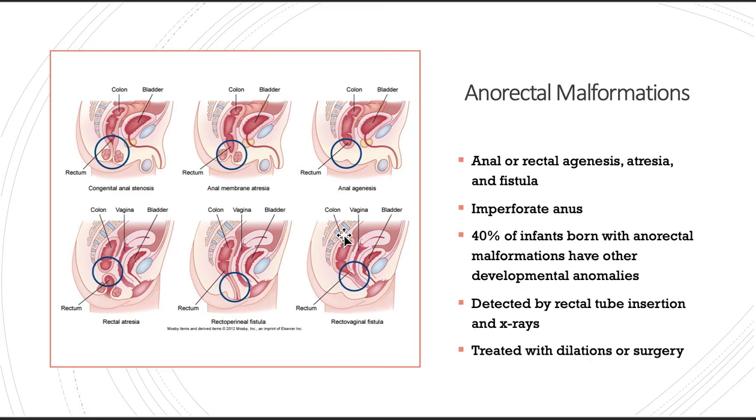All right, so anorectal malformations. So this is going to be things like agenesis, atresia, and fistulas. So remember, agenesis means that there is completely no tissue whatsoever. Okay, it just didn't form at all. Atresia means that it didn't completely form. Okay, so remember that you had the esophageal atresia, for example. So here we've got several different pictures.